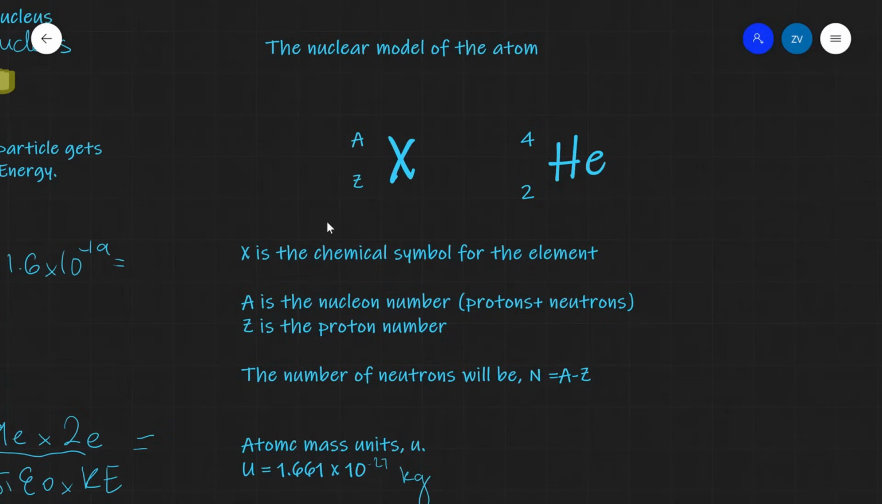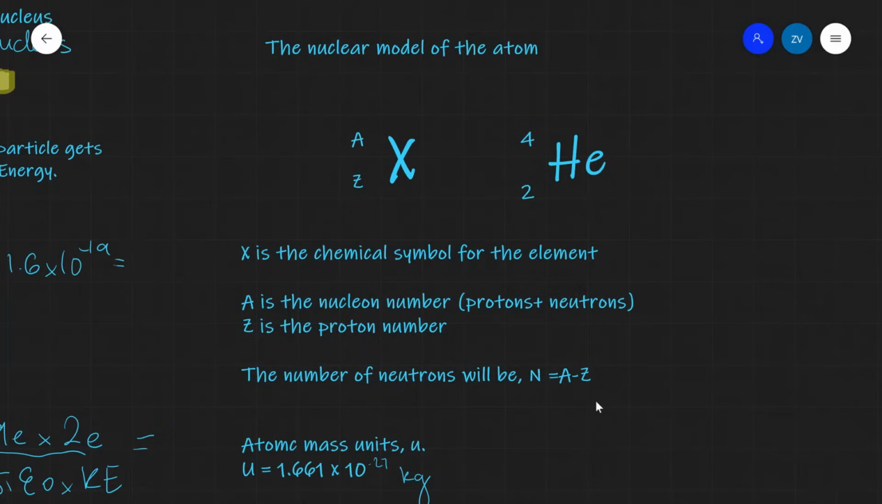Z is the proton number, and that's located in the lower left-hand corner. For instance, helium is element number 2, so it's going to have 2 protons. The number of neutrons can be very easily worked out using the following rule: N is equal to A minus Z. Just a little bit of revision.